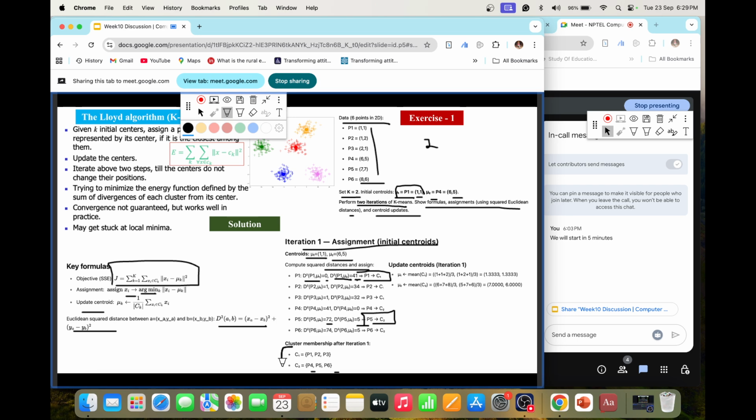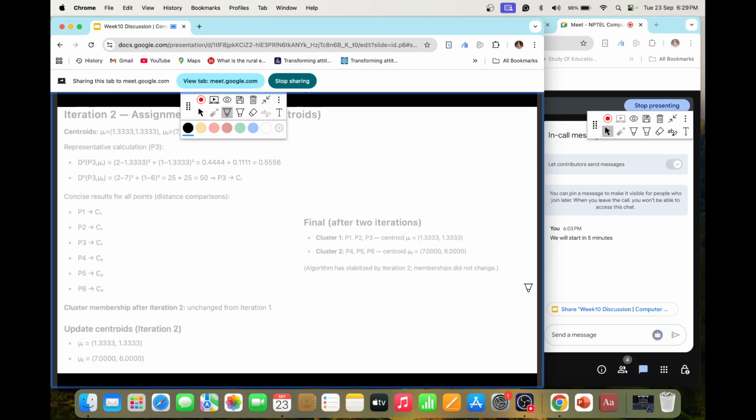So our first iteration clustering is over. Now we will update the centroid. How will we update it? For C1 we take these 3 points and take the mean. P1 is 1, 1, P2 is 1, 2 and P3 is 2, 1. Then take the average; since we are dealing with 3 points, divide by 3. So our first centroid update is this and the second centroid update is this. This is the updated centroid in iteration 1.